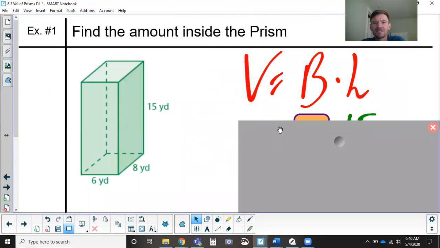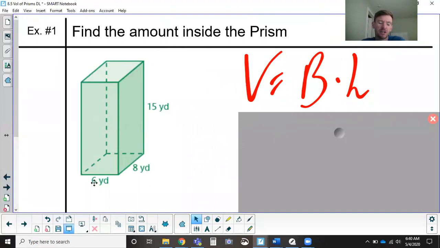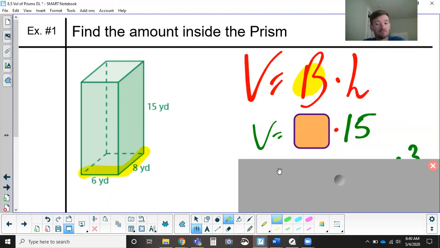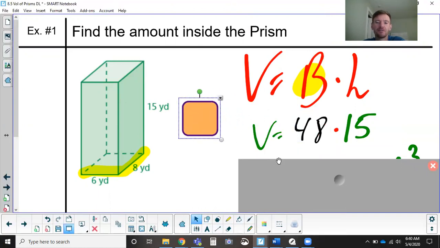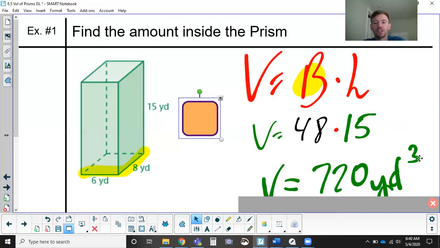So I want the volume, the amount inside this prism. It's a rectangular prism because the base is a rectangle. Big B times H, big B standing for the area of the base. Again, you're looking for the area of the base, 6 times 8, 48. 48 times 15, the height, is 720 yards to the third power. Cubic yards. That's it. How much will fit inside?